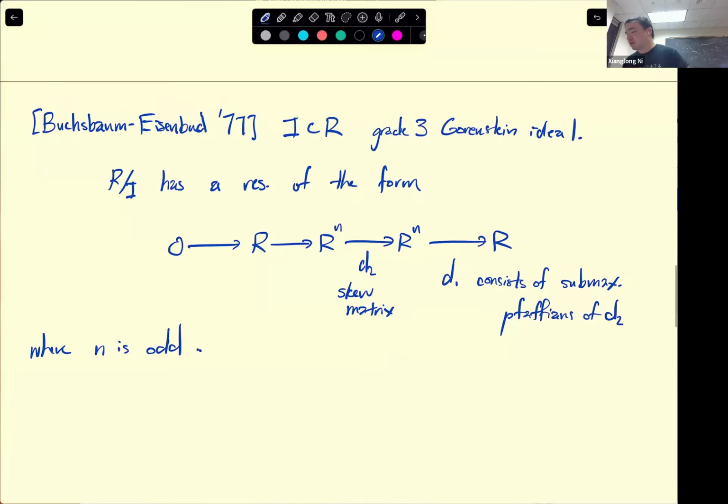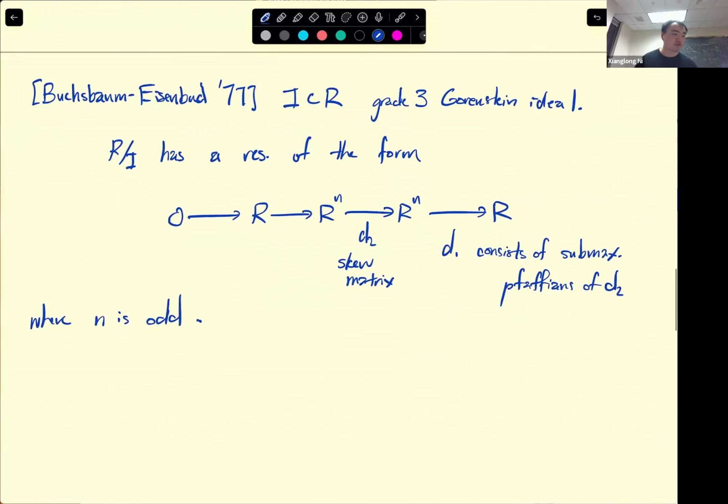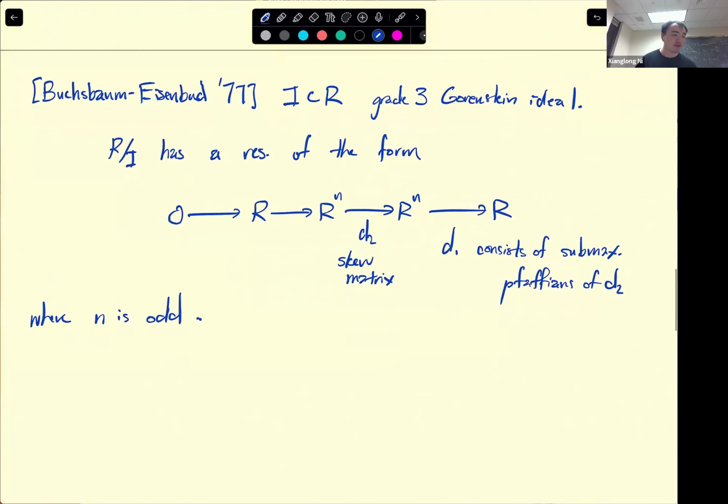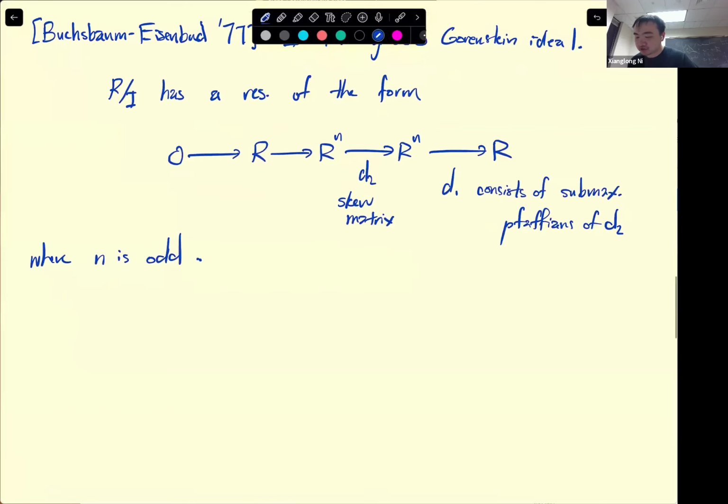And once again, like the case of the statement earlier from Hilbert-Burch for grade 2 perfect ideals, this is the best that you can do because they also show that the generic example, that if you take D2 to be a generic skew matrix, then that is also an example of a grade 3 Gorenstein ideal. So in that sense, this is the best structure theorem you can hope for this class of ideals. So I want to just say briefly about the main ingredient that goes into this proof, because we're going to use this ingredient later as well.